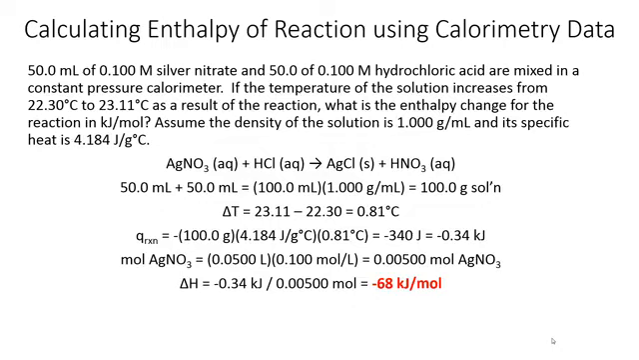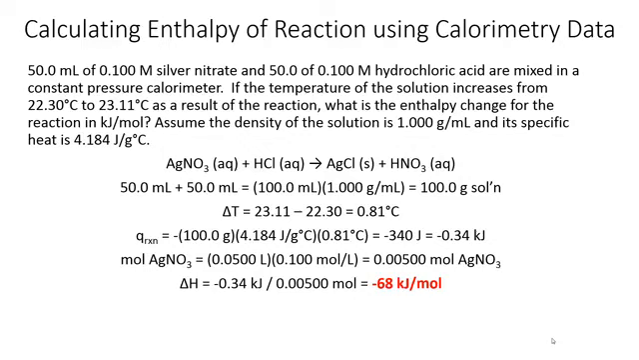In this case, I have chosen to calculate the moles of AgNO3. Moles of AgNO3 is equal to 0.0500 liters, in other words, 50 milliliters turned into liters, times 0.100 molar, which gives us a total number of moles of AgNO3 of 0.00500 moles, or 5.00 times 10 to the minus 3 moles of AgNO3.